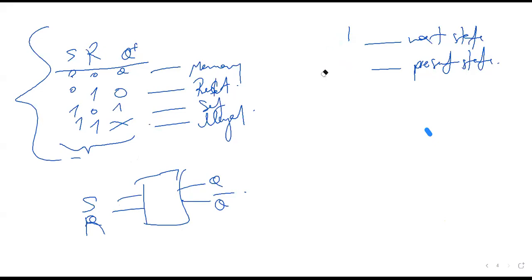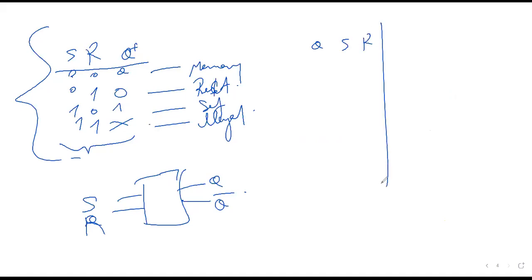The characteristics table shows you how to find the next state. How do you find the next state? For the characteristics table, you have the present state, the inputs S and R, and then your next state. So if I have 0, 1, 0, 1, 0, 0, 1, 1, 0, 1, 0, 1, what will be my next state?